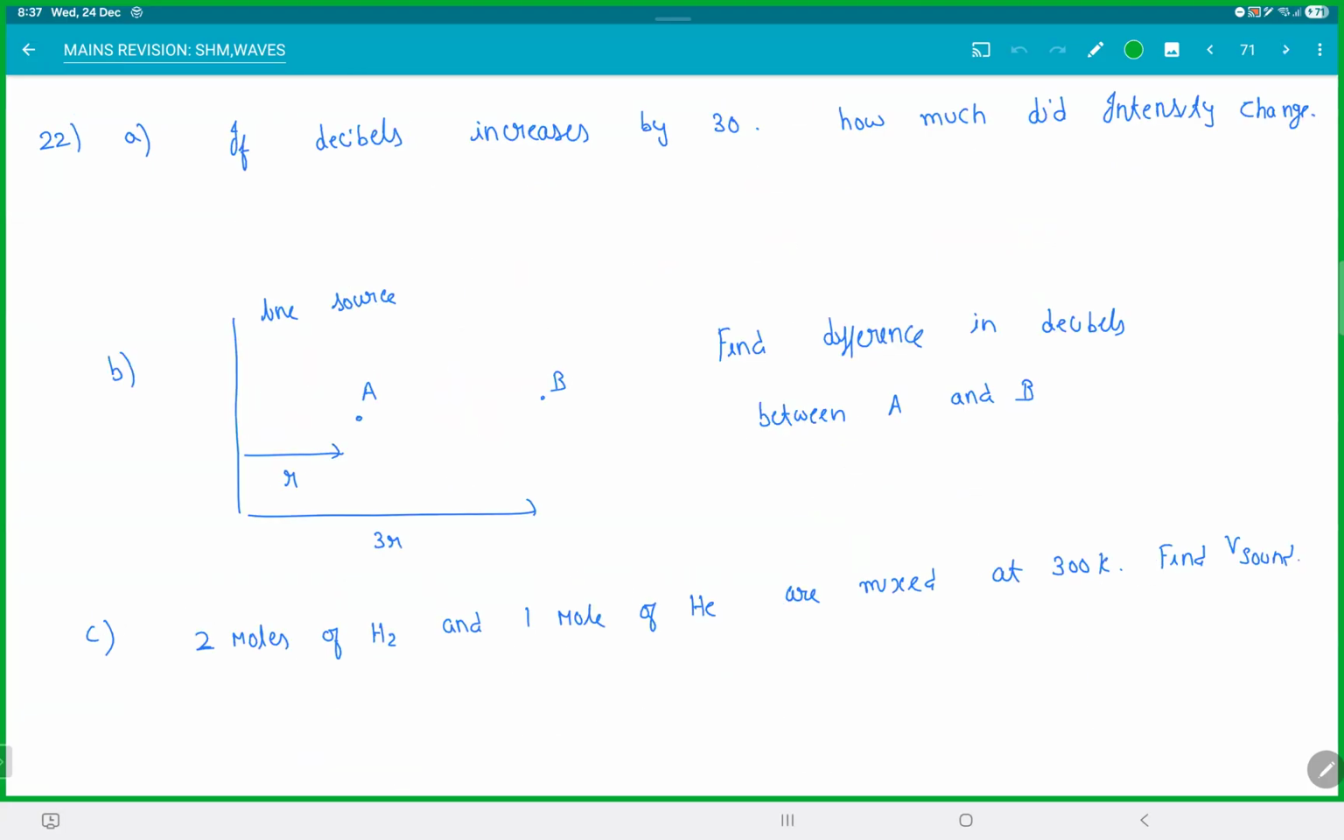Let's get this done. If decibels increase by 30, how much did the intensity change? We have a line source here. At distances r and 3r, there are 2 points. Find the difference in decibels. If 2 moles of hydrogen and 1 mole of helium are mixed at 300 Kelvin, find the speed of sound.